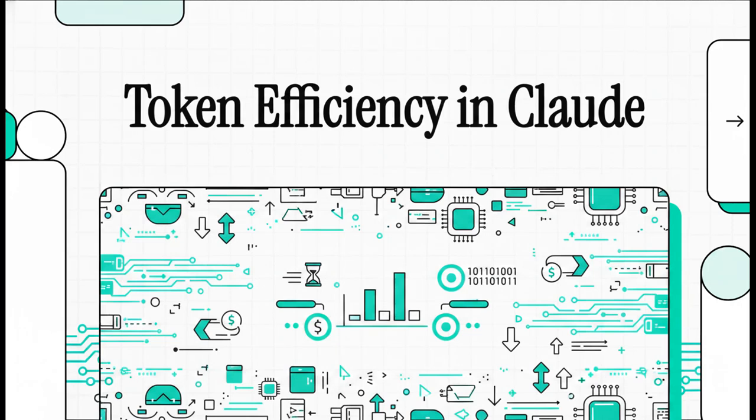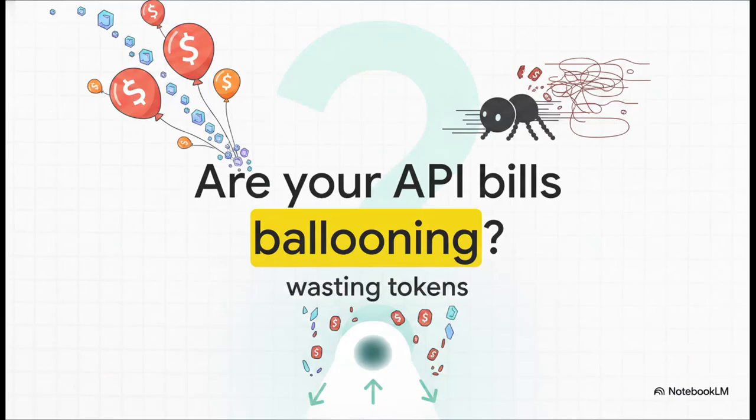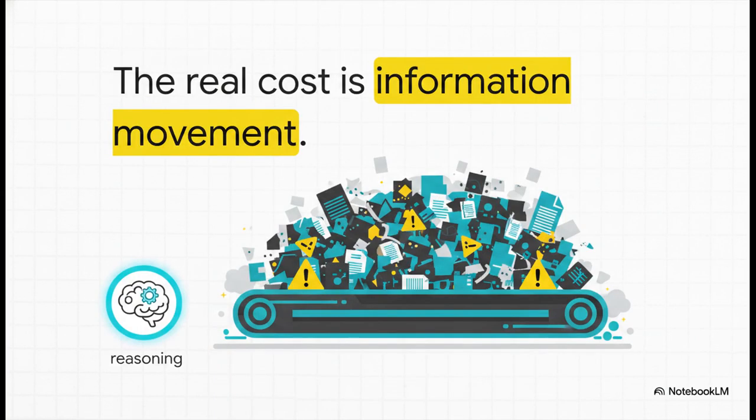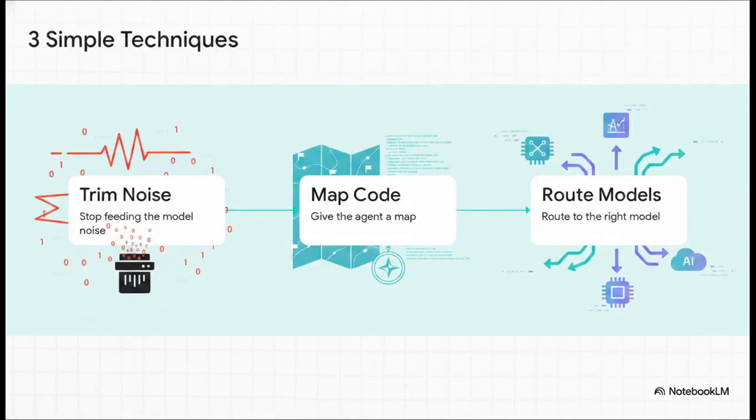Welcome to the Explainer. Let's dive right into slashing your AI coding costs by maximizing token efficiency. Are your API bills ballooning while your AI agent literally crawls? You're wasting tokens. Let's fix that. The real culprit destroying your dev loop? It's not reasoning, it's moving absolute junk information around. Okay, let's dive in. We're covering 3 rapid-fire techniques to completely stop your token bleed today.